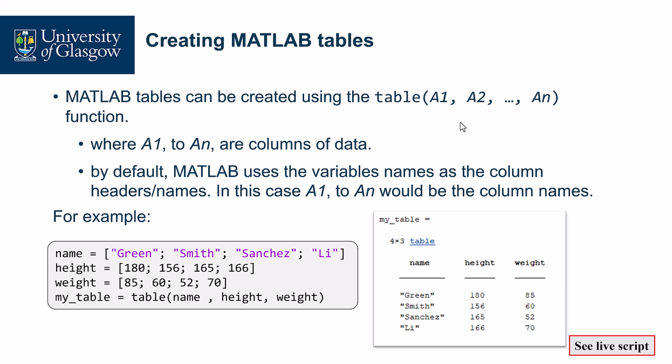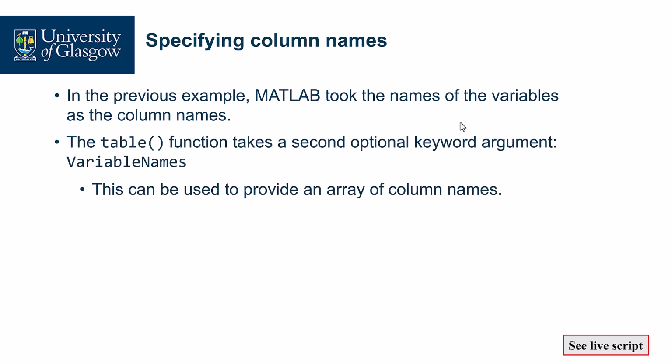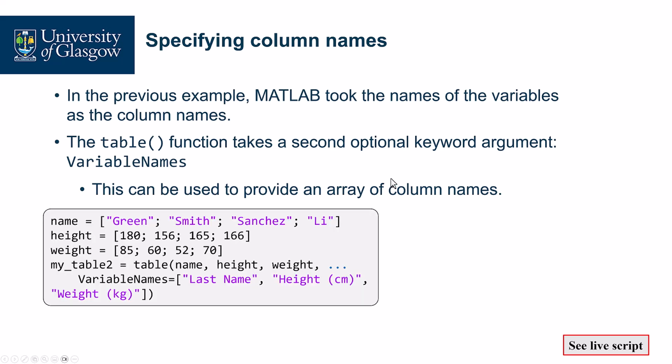Well, sometimes we don't want to use the default names, which by default are the variable names. Sometimes we can use an optional keyword called VariableNames to define the names of columns as we like. So here I show an example. Again, name, height, weight, but now I create a new table, myTable2. I still use the table function, name, height, weight. These three dots mean I change the line to continue this command.